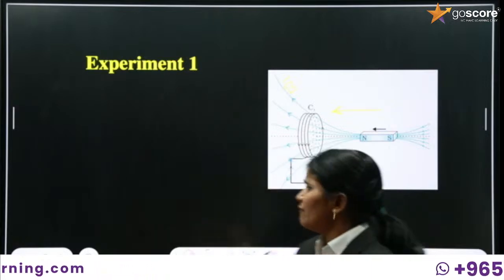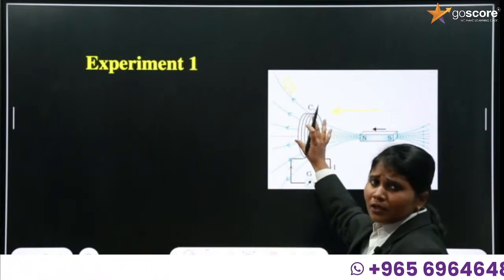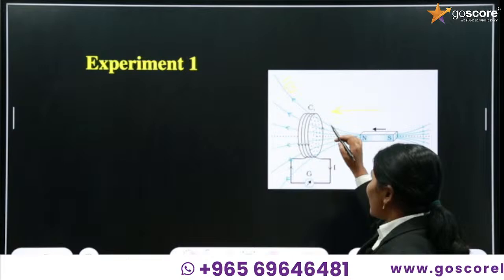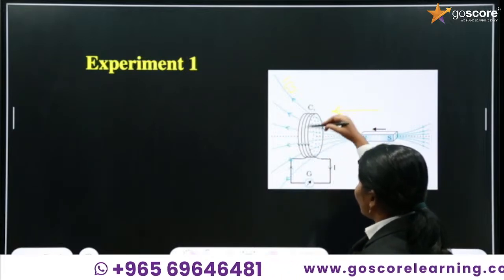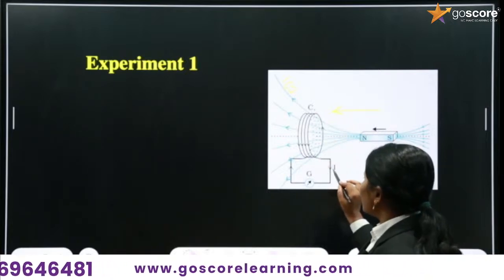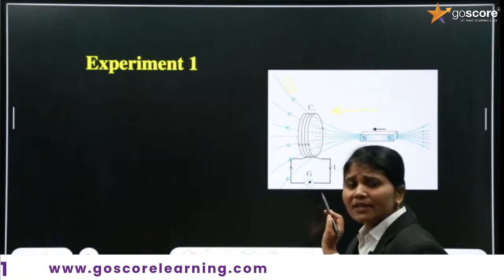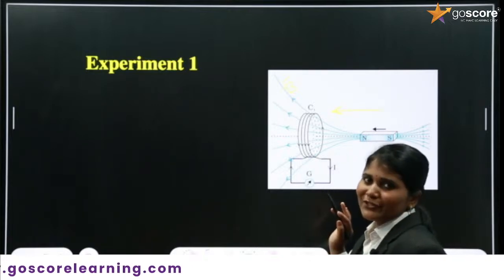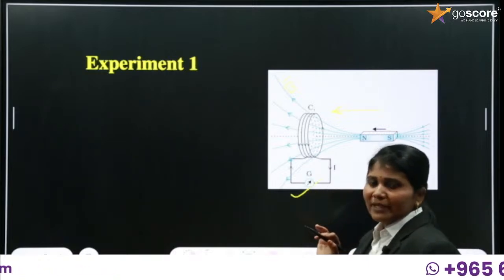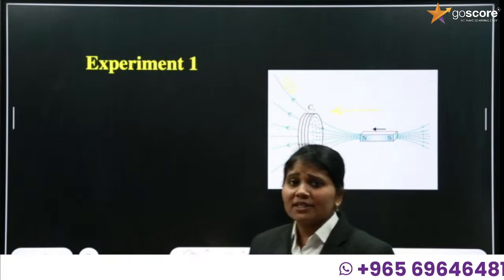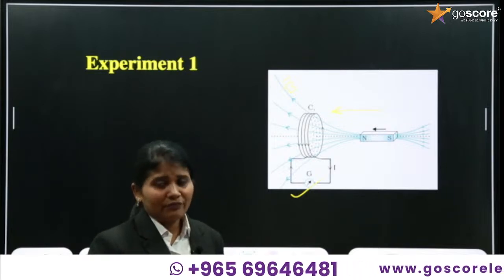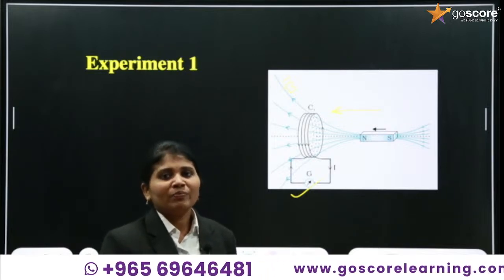You understand, guys? When the magnet is near the coil, magnetic flux is produced. That magnetic flux cuts the current carrying coil, and then current and EMF are produced. How are we identifying it? By the galvanometer. The galvanometer deflects in either a positive or negative direction. It indicates that current is being produced, and when current is produced, EMF is also produced.